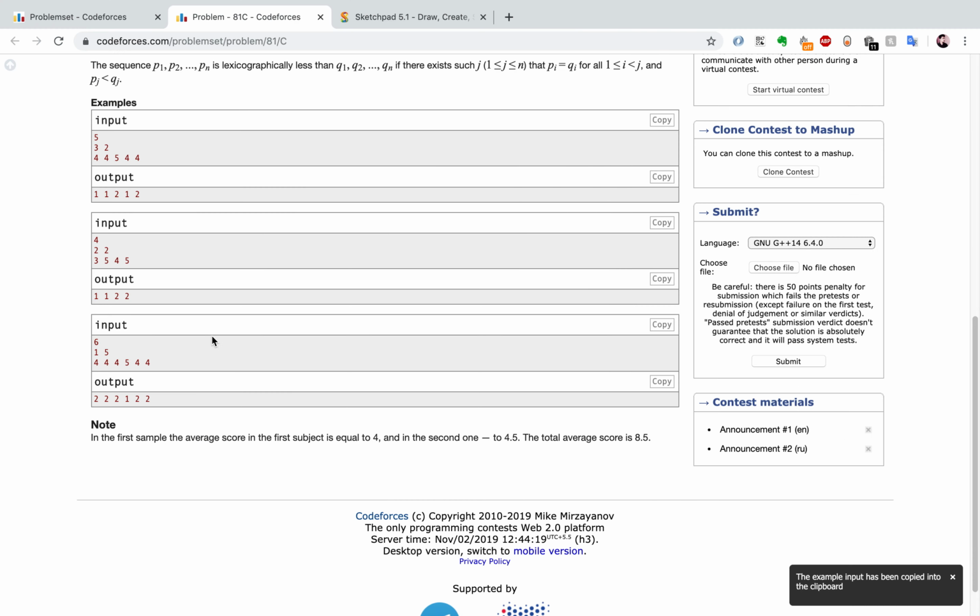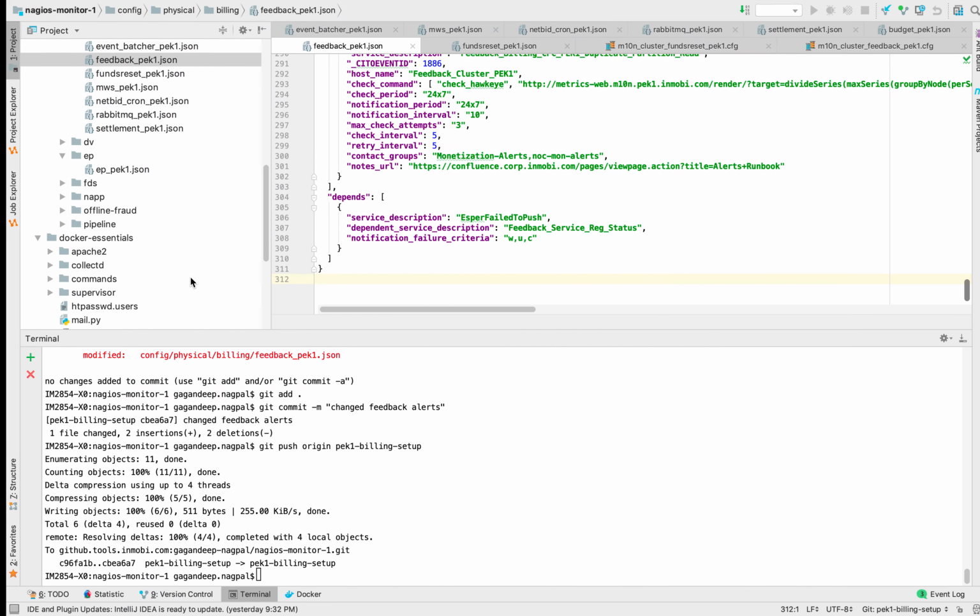2, 2, 2, 1, 2, 2. This is fine, but this is wrong. So their average score that they will get is 4 plus 4.5, which is 8.5. But I'll get 5 plus 3.5, which is also 8.5. So we both have the same values, but mine is more lexicographically smaller.